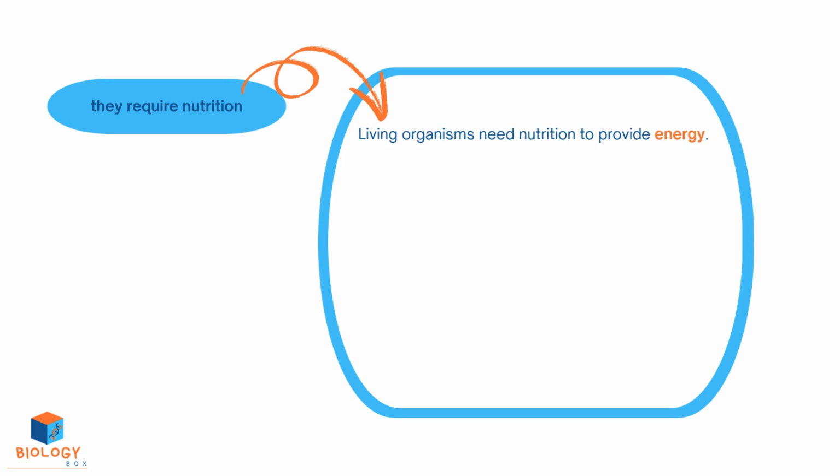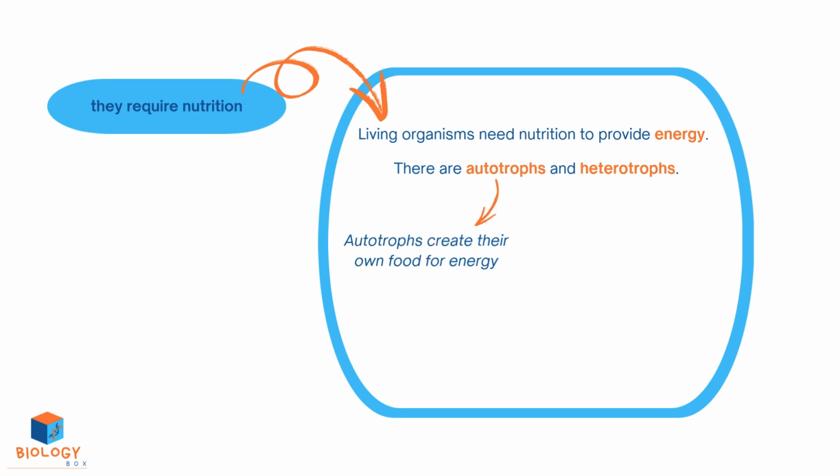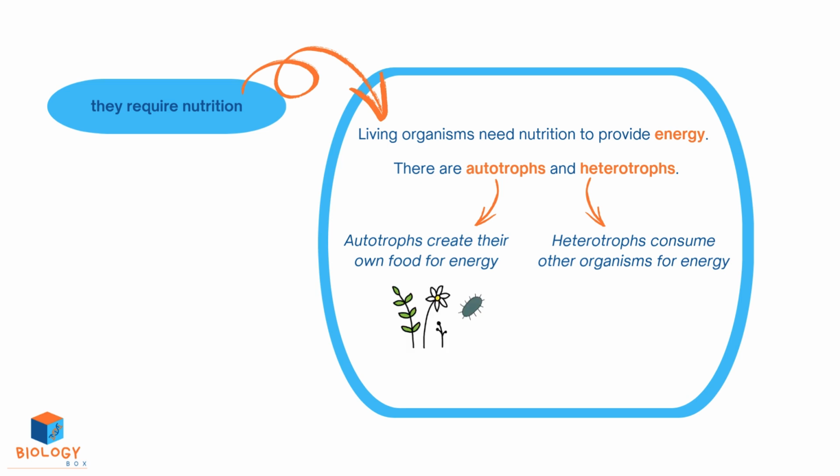Living organisms require nutrition for energy. Organisms can be autotrophs, which means they create their own food for energy, or they can be heterotrophs, which means they consume other organisms for energy. Plants and some bacteria are autotrophs. Animals, fungi, protoctists, and some other bacteria are heterotrophs.